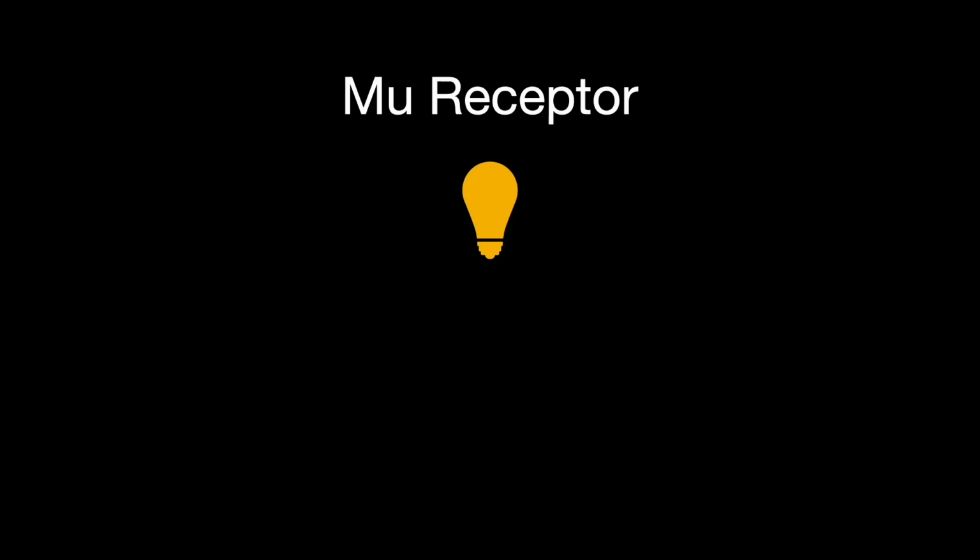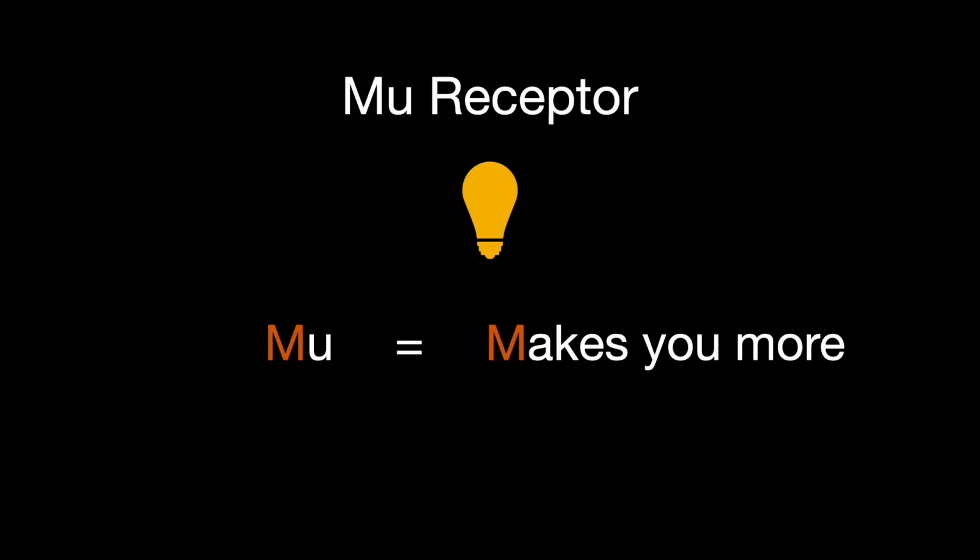So, are you wondering how to remember the mu receptor? It's simple. So, let's set up the equation then. Mu equals makes you more. The key point: mu is related to mood, miosis, major analgesia, and more breathing suppression.